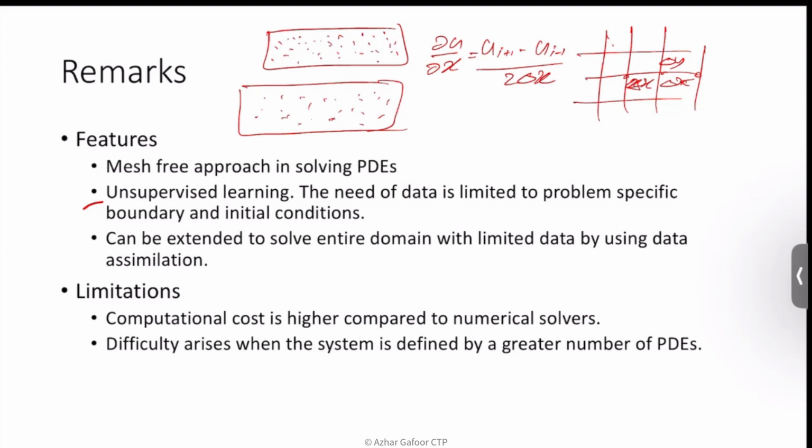But still, we have too many limitations in using PINNs. The computational cost is higher compared to the numerical solvers. And when the complexity of the problem increases, it is difficult to solve using PINNs. We will have too many PDEs to consider, and we have to give corresponding weights. So it will be difficult whenever the complexity increases or high frequency solutions are there. Studies are going on in that direction as well.